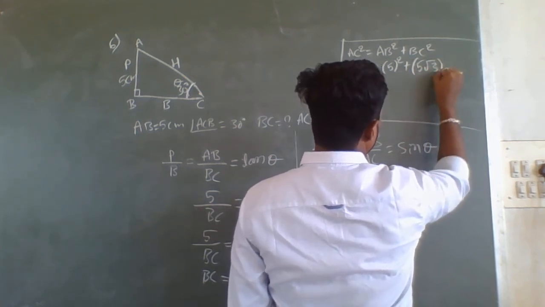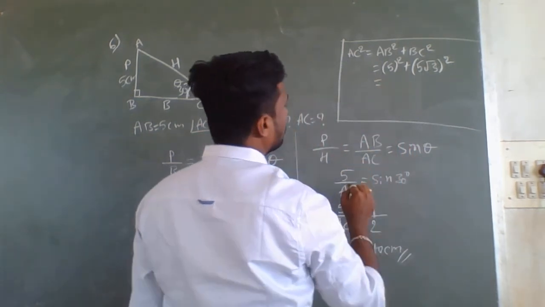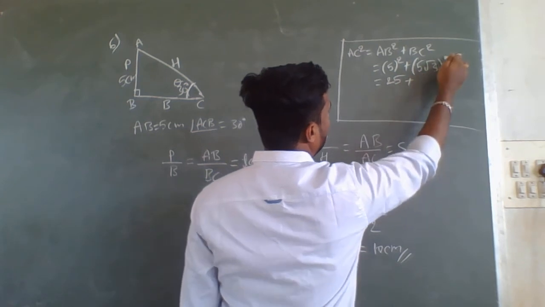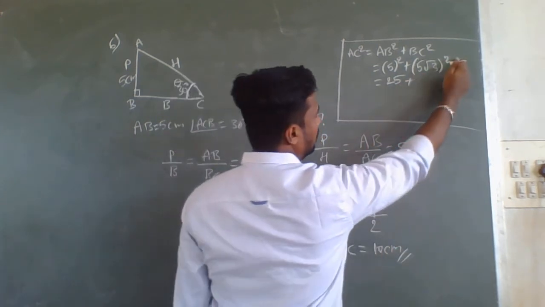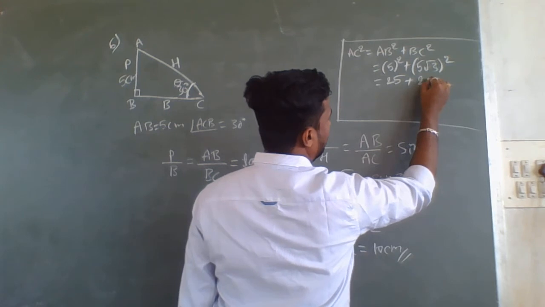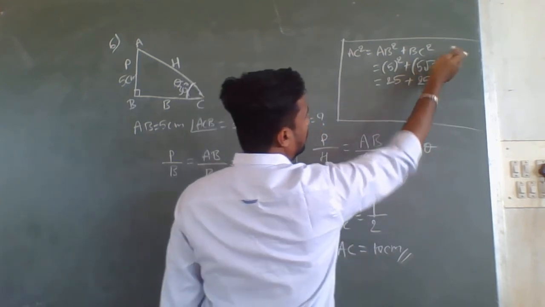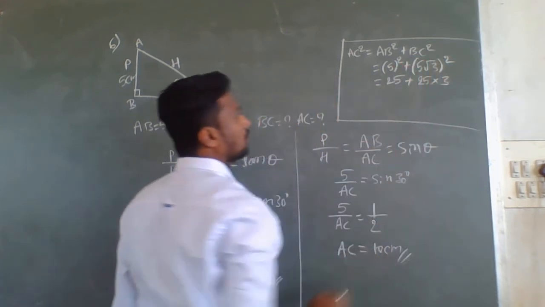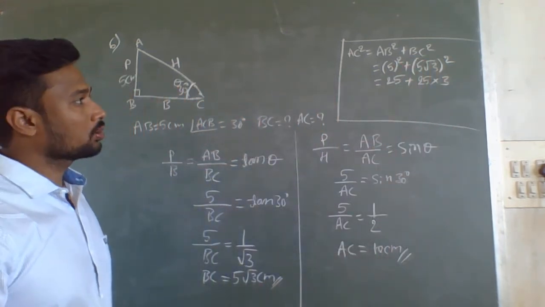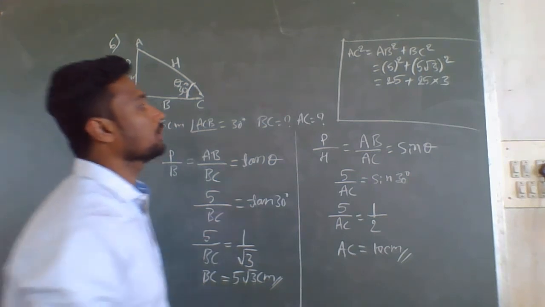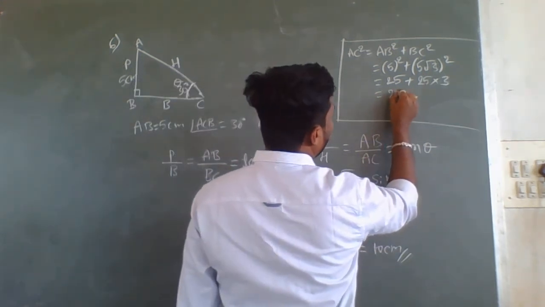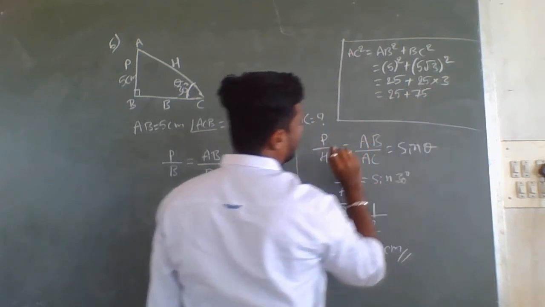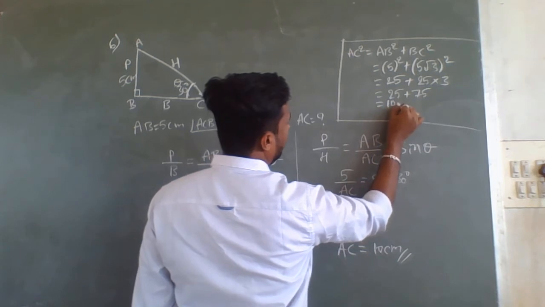So now 5 square means 25. Next, 5 root 3 square, what will we get? First I will do 5 square, which is 25. Next, root 3 square means 3, because root 3 into root 3 is 3 only. So next, 25 plus 25 into 3, what will you get? 75. So 25 plus 75 means you will get 100.